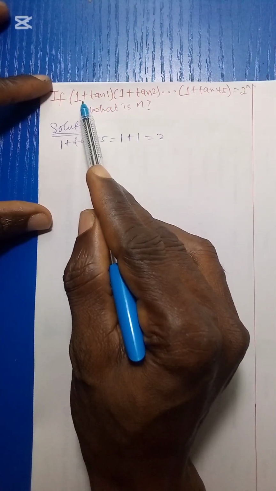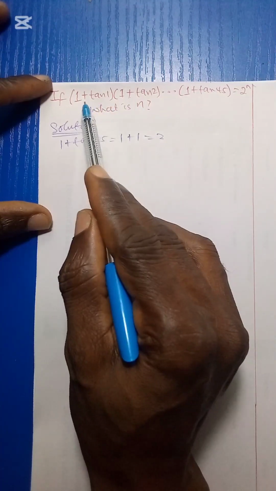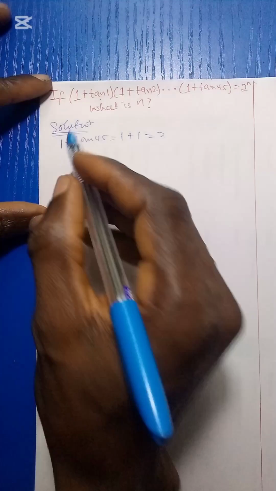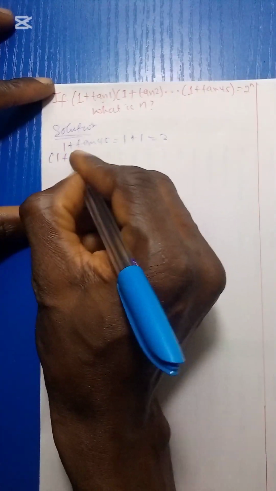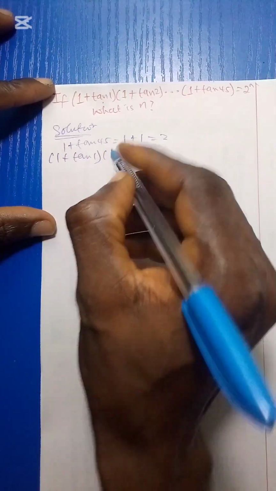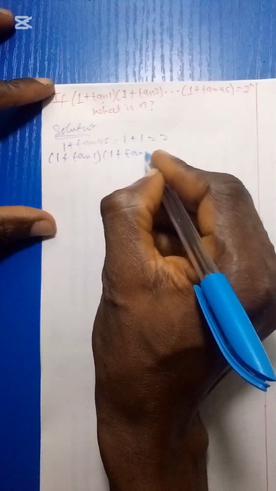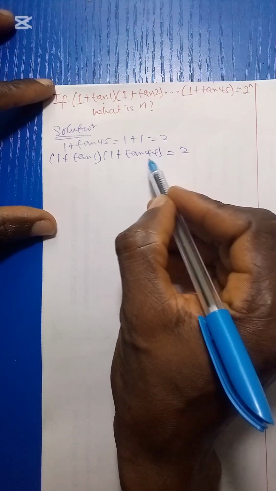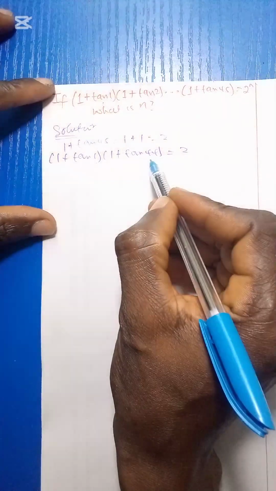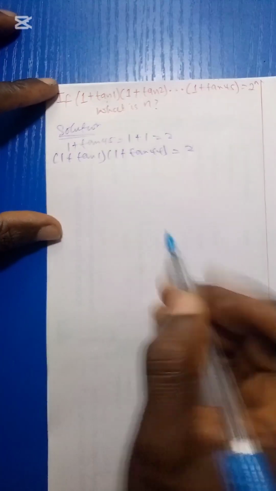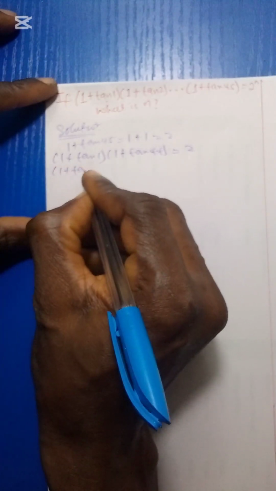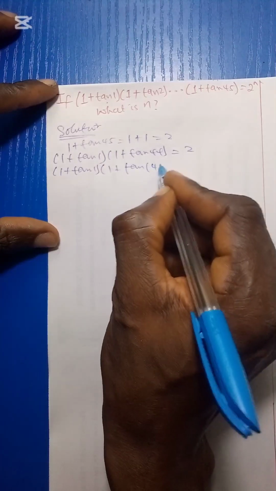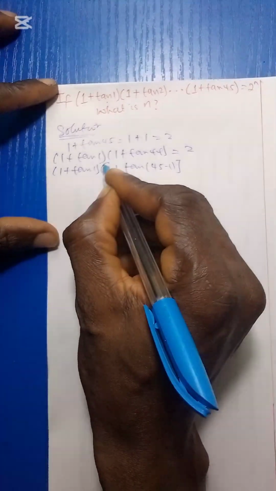I was saying that we should manipulate any pair to get 2. So if I multiply these brackets and the one before 1 plus tan 45, I will get 2. That is 1 plus tan 1 times 1 plus tan 44 is equal to 2. Now, let us look for how to rewrite tan 44, since 44 is 45 minus 1. So it becomes 1 plus tan 1 times 1 plus tan (45 minus 1) is equal to 2.